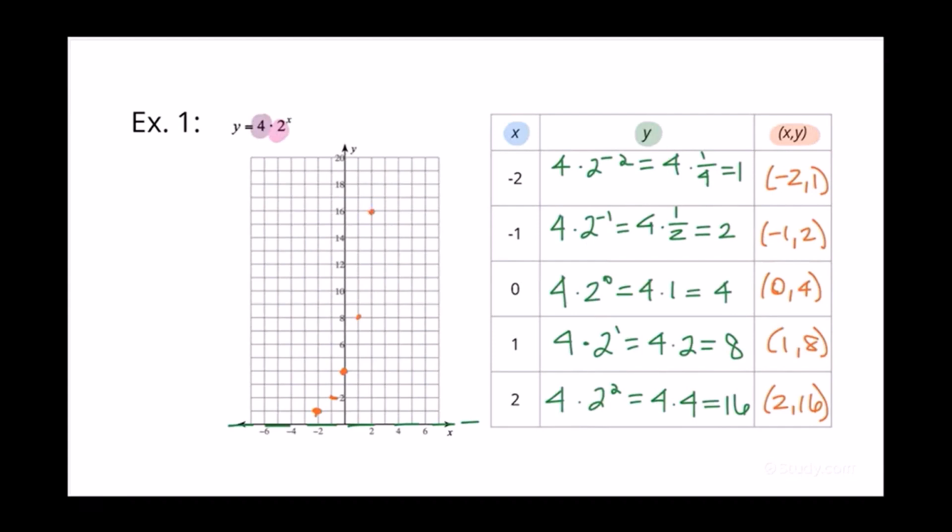And the last step is to connect those into our graph. Again, we're going to get really close to that asymptote, but we're never going to cross it or touch it. And there's our graph of y equals 4 times 2 to the x power.